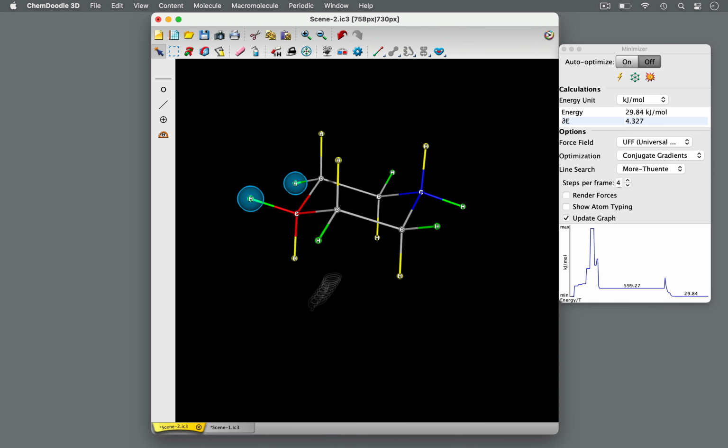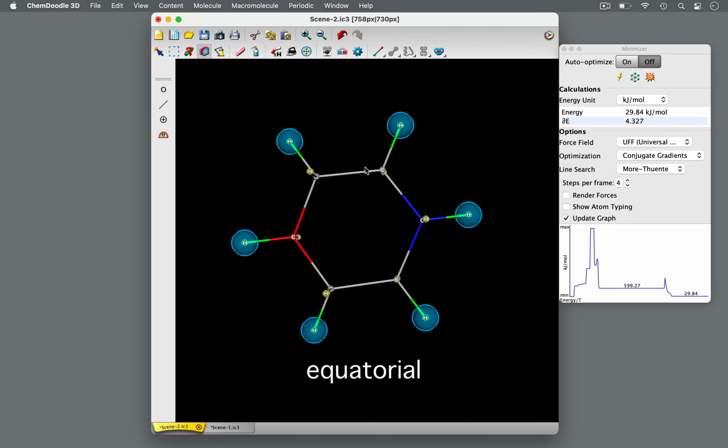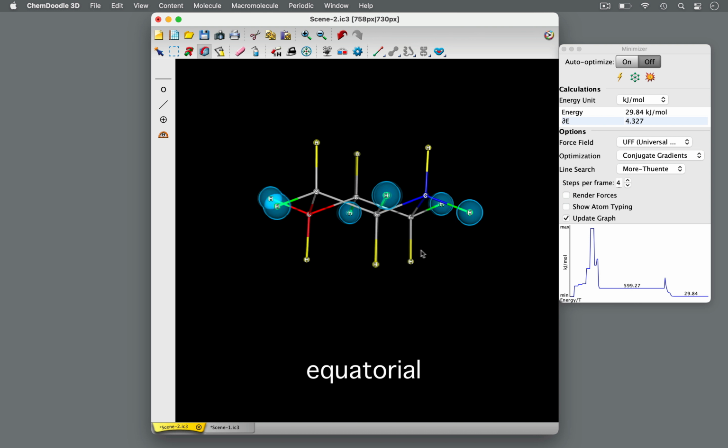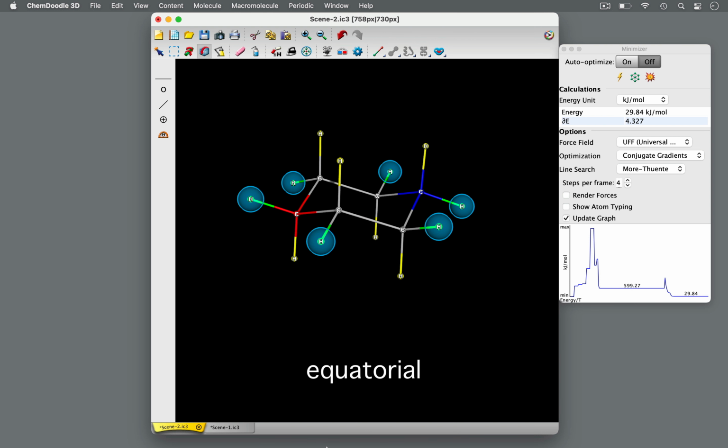The hydrogen atoms in green are equatorial. They are oriented outward around the middle of the molecule, like an equator. The equatorial hydrogens are angled slightly upward or downward, parallel to the ring's carbon-carbon bond, one step away.